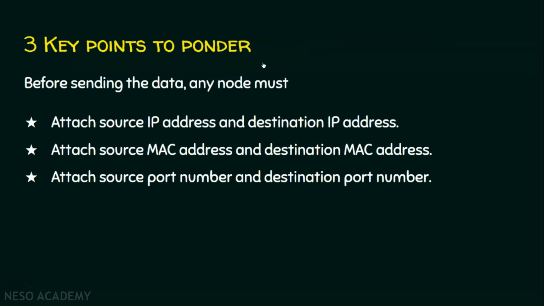Now we will see the 3 key points to ponder always. Before sending the data, any node must attach the source IP address and destination IP address so that the network is identified. It should also attach the source MAC address and destination MAC address so that the right host is identified. It should also attach the source port number and destination port number so that the right process from that particular host is identified. So this is required for the routers, this is required for the local area network or switch, and this is required for the operating system to hand over the right data to the right process.